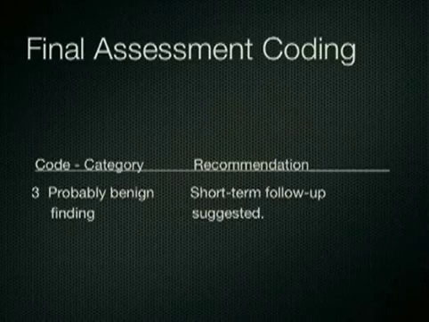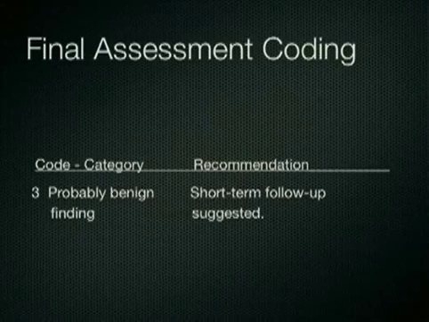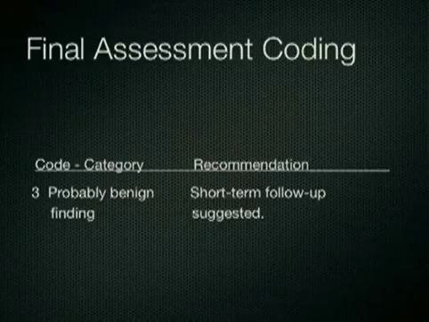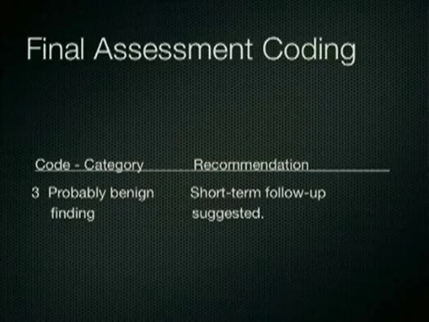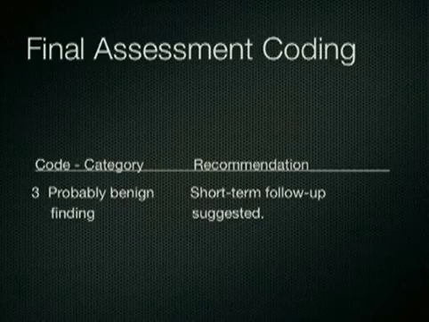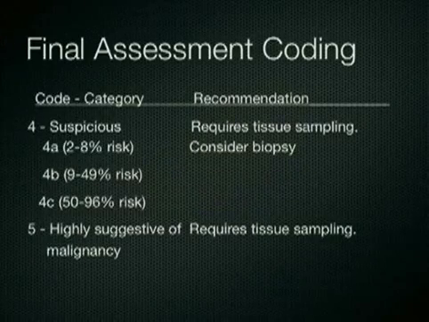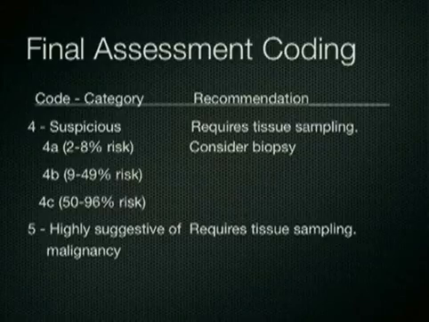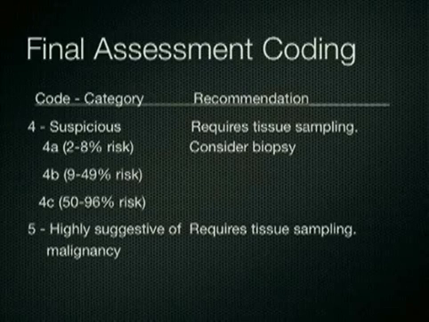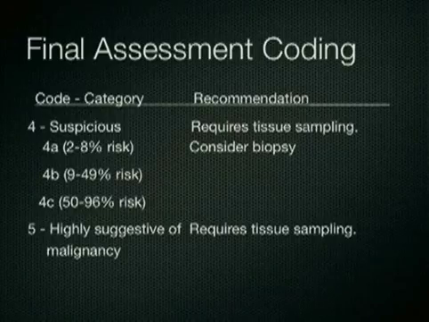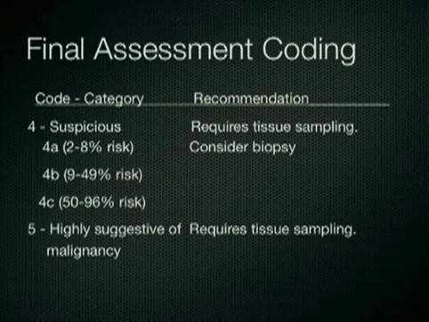A BI-RADS 3 code is assigned to a lesion which is probably benign. However, short-term, usually 6-month follow-up should occur in these cases. More suspicious lesions include BI-RADS 4 lesions and BI-RADS 5 lesions, which have varying degrees of increasing suspicion for malignancy. In each of these cases, tissue sampling with biopsy is required.